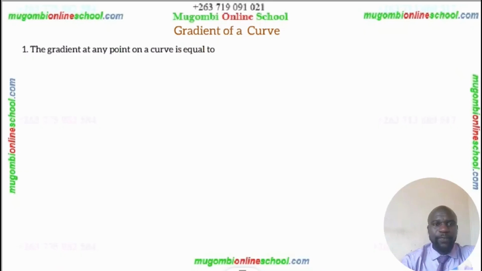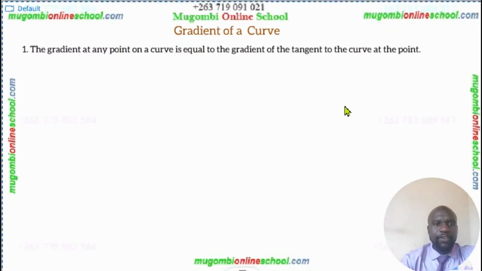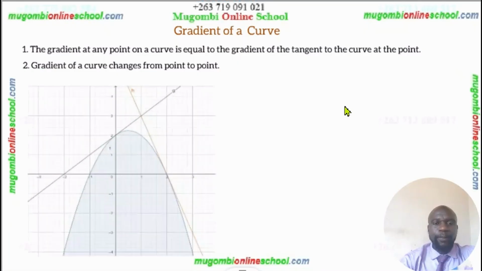We are going to cover the gradient of a curve. Rule number 1: the gradient at any point on a curve is equal to the gradient of the tangent to the curve at that point. That is rule number 1. And then rule number 2: the gradient of a curve changes from point to point.